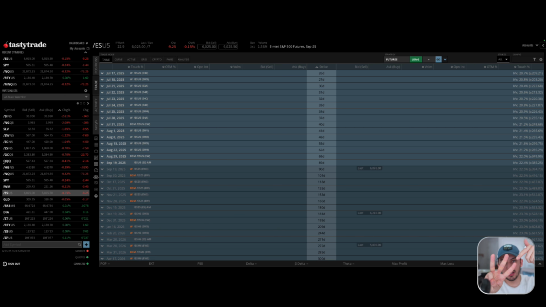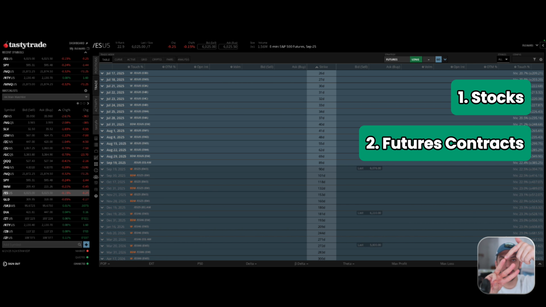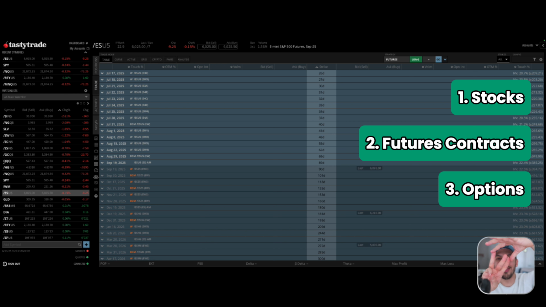So we're going to focus on stocks. We're going to focus on futures contracts, and we're going to focus on options. Now, options and futures are the biggest difference between the three. Stocks and futures function, conceptually, identically. The only difference is that with futures, the margin requirement is the difference.